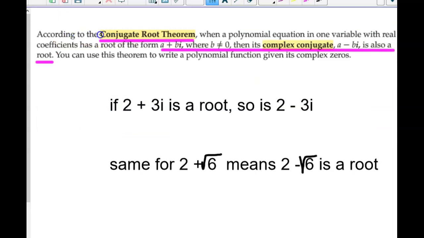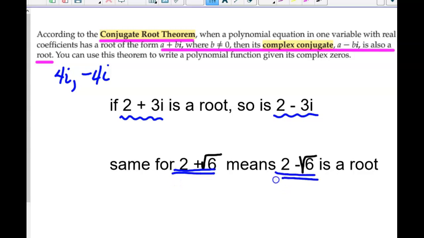All right, the conjugate root theorem. Do you remember that at all? We talked about it the other day. It was on the quiz. It was real easy on the quiz, though. It was like if 4i is a 0, then -4i is also a 0, right? Well, now we're getting a little more complex here. If 2 plus 3i is a root, then so is 2 minus 3i. Everybody good? If 2 plus the square root of 6 is a 0, so is 2 minus the square root of 6. Okay?